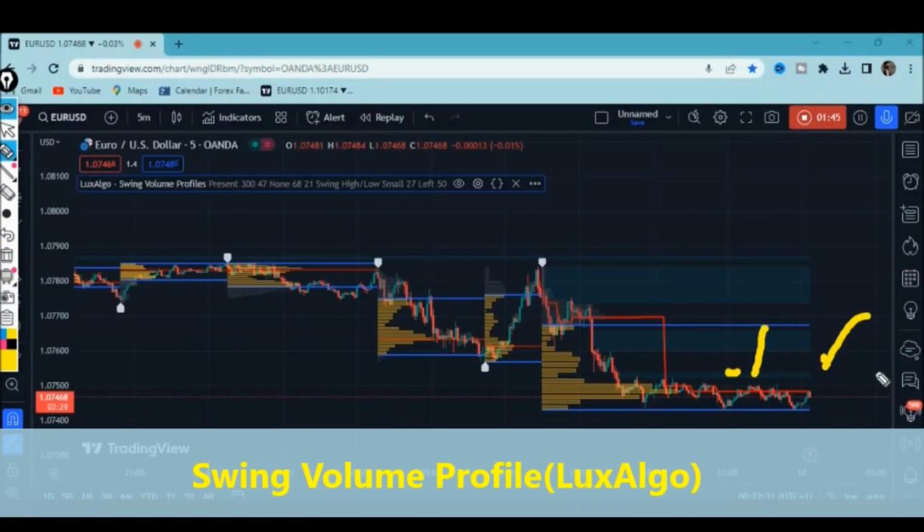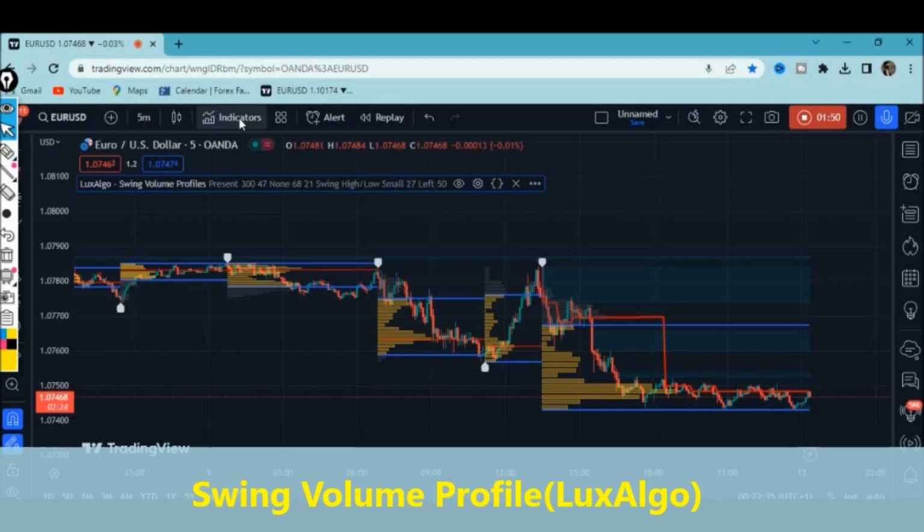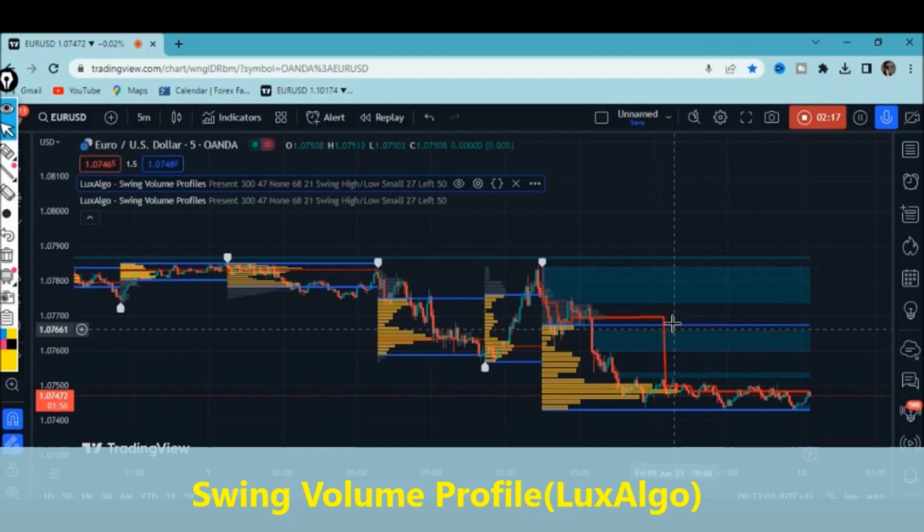So guys, real quick, I really want us to add the indicator to our chart. Just click on the indicators tab, then type Swing Volume Profile LuxAlgo. Once you click on it, this is how it's going to appear on your chart. Basically, you can see there is a volume profile over here, and you can see that it is extended just to make us know that that is a very heavily traded volume.